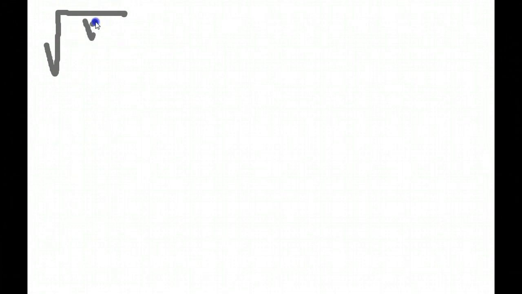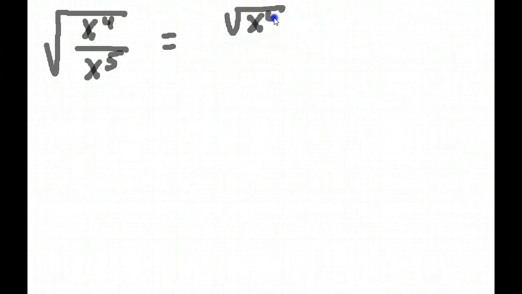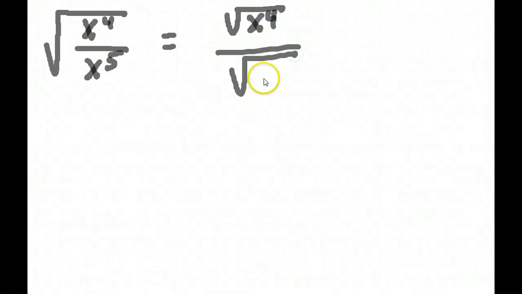So we have the square root of the fraction x to the 4th over x to the 5th. Okay, the first thing we have to do is use the quotient property, because we have a fraction. So we have to take the square root of the numerator, the square root of x to the 4th, and then we also have to take the square root of our denominator, which is x to the 5th.